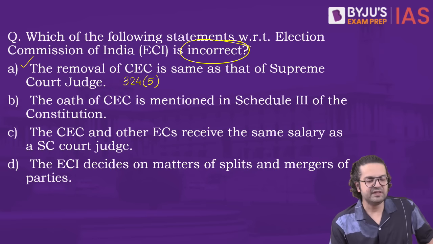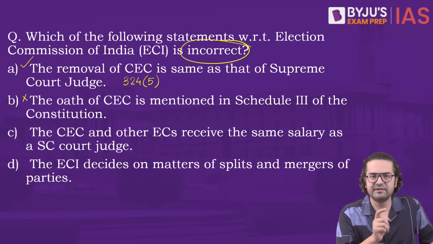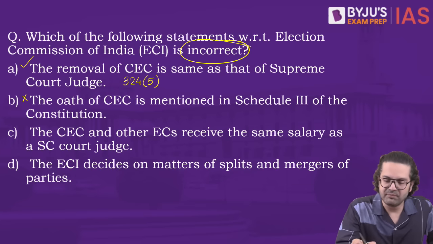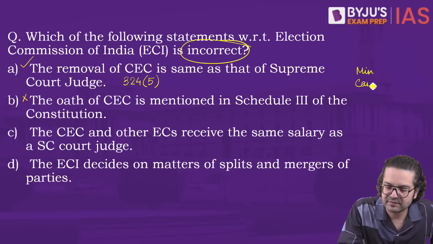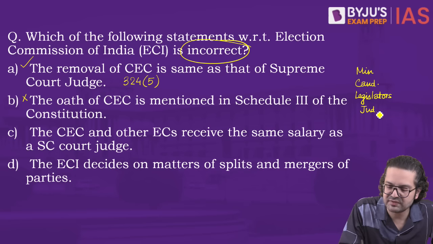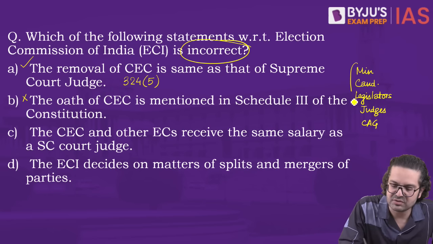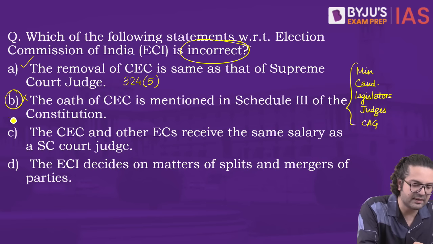B. The oath of CEC is mentioned in Schedule 3 of the Constitution. No, not at all. The oath of CEC is not mentioned there. The oath of ministers, the oath of candidates, the oath of legislators, the oath of Supreme Court and High Court judges, and the oath of CAG is mentioned. Nobody else. So B is wrong, hence is the right answer.